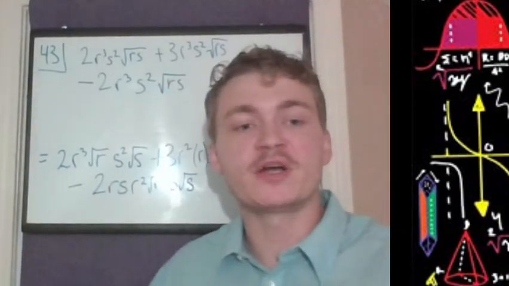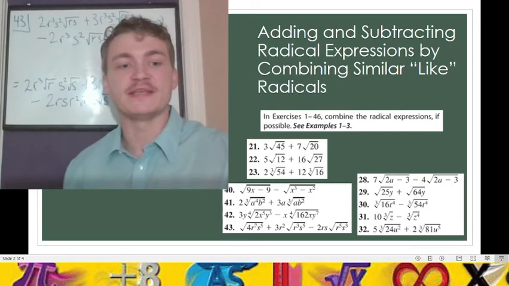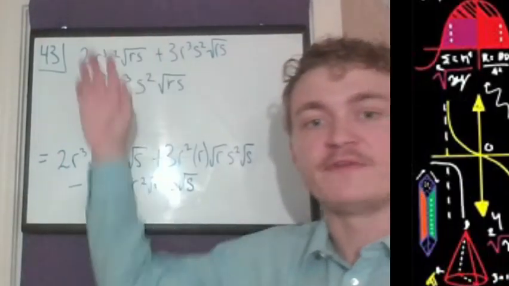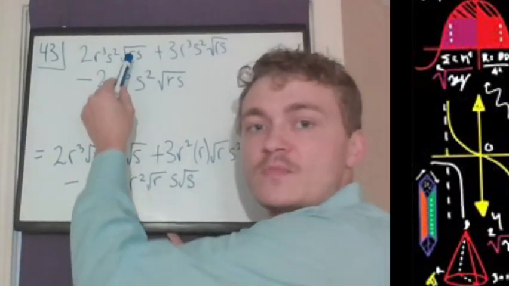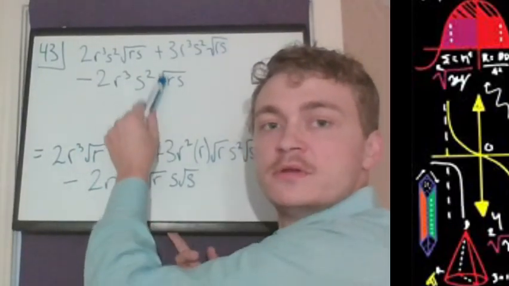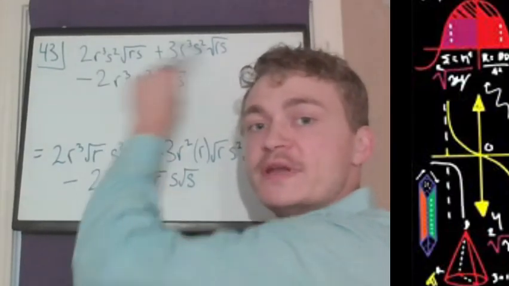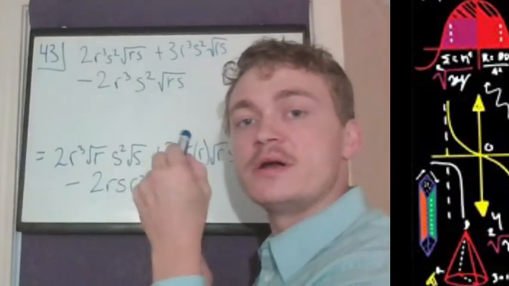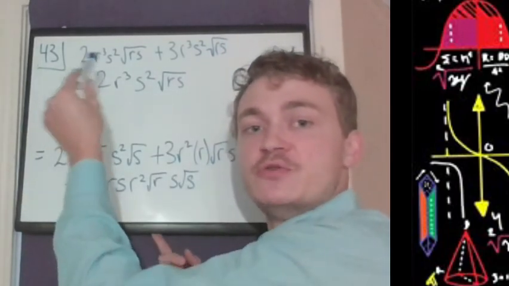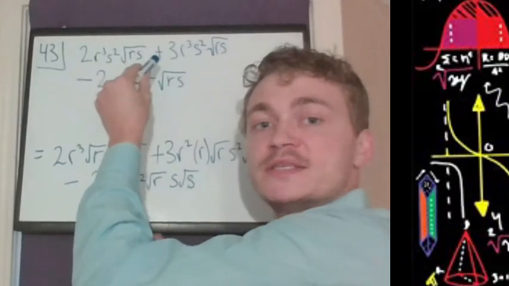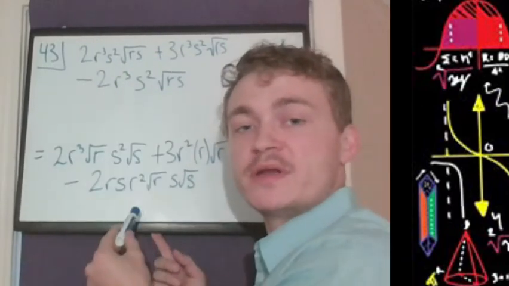For those 3 terms for number 43, this simplifies down to our following 3 terms here. Now note for our 3 terms, they all contain a radical under the square root r times s. So all 3 of these terms are like radicals. Therefore, we can combine their coefficients. 2r cubed s squared plus 3r cubed s squared minus 2r cubed s squared.